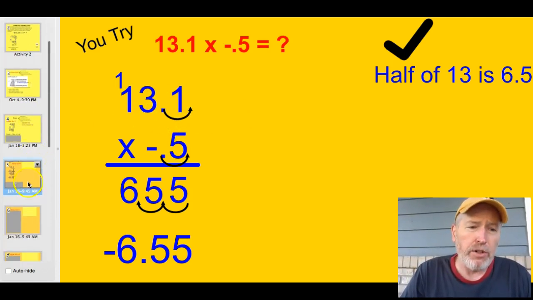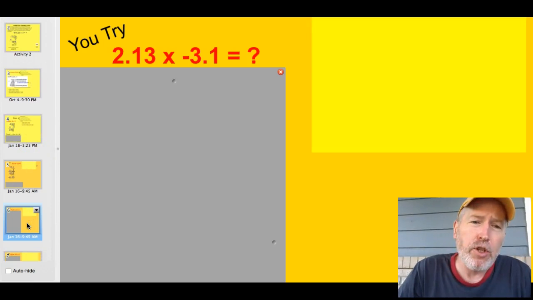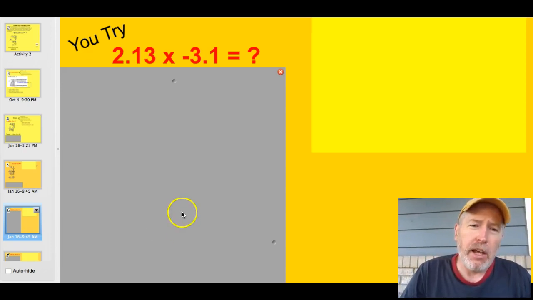Good job. All right, here's your next one. Give this one a try: 2.13 times negative 3.1. Go ahead and pause. All righty, let's see how you did this.